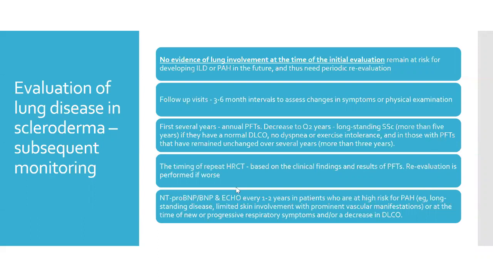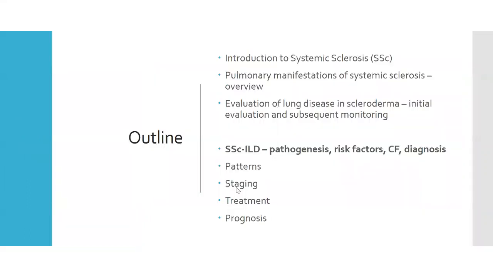Typically, patients who've got long-standing scleroderma or have normal DLCO and not a lot of symptoms, you can space them out to every 2 to 3 years. The timing of repeat high-resolution CAT scan, again, depends upon the clinical and PFT progression of the disease. If the patients are more rapidly progressing, then we may need to repeat imaging sooner rather than later. And repeating BNP and echo every 1 to 2 years to look at pulmonary hypertension is also important.